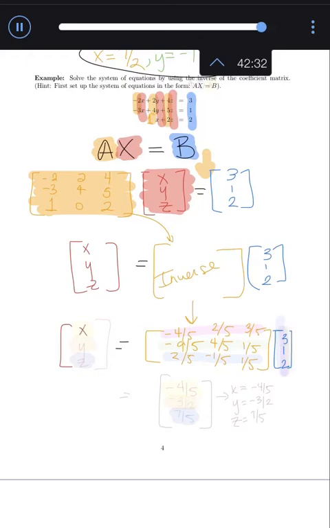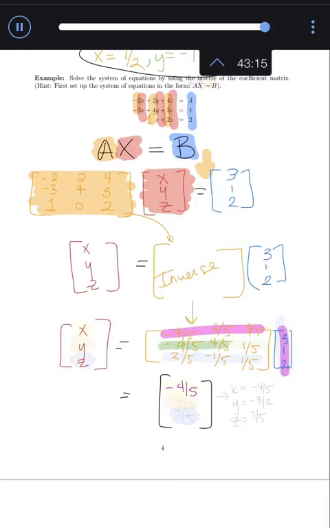Well, now we're just multiplying 2 matrices, and we should get an X, Y, and Z, so it should just be another 3 by 1 matrix. So how do you multiply matrices? You start out with first row, first column, and making sure you multiply the -4/5 and the 3, the 2/5 and the 1, the 3/5 and the 2, and then making sure you add up everything. And when you do, you'll get a -4/5.